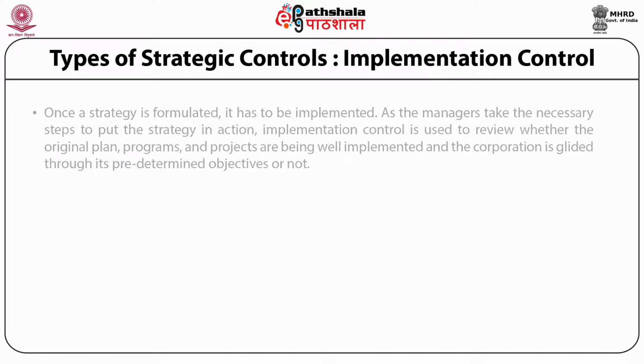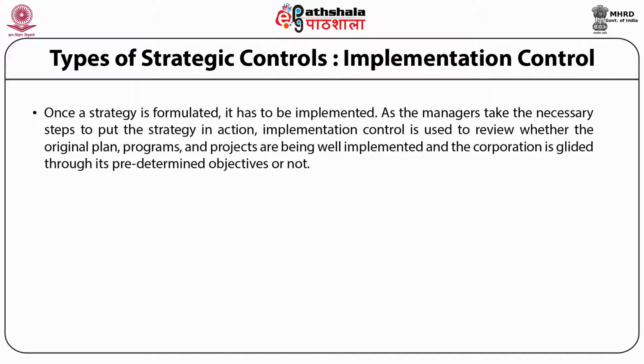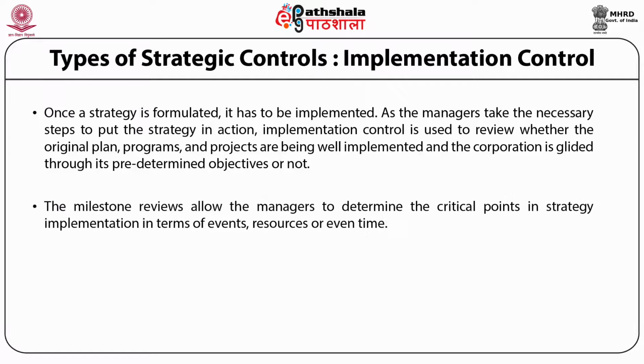Implementation control. Once a strategy is formulated, it has to be implemented. As the manager takes the necessary steps to put the strategy into action, implementation control is used to review whether the original plans, programs, and projects are being well implemented and the corporation is moving towards its predetermined objectives or not. Milestone review is another tool used for implementation control. The milestone review allows the manager to determine the critical points in strategic implementation in terms of events, resources, or even time.